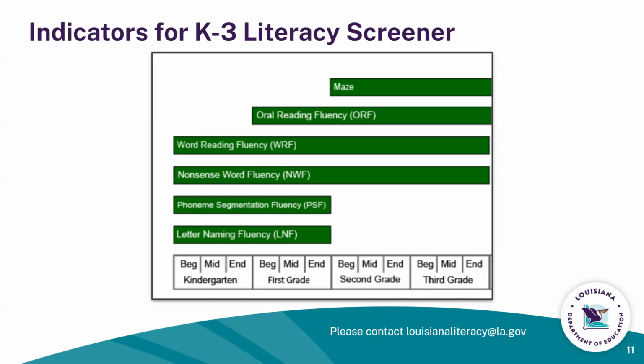Letter naming and phoneme segmentation fluency are last assessed at the end of first grade. Oral reading fluency is added at the beginning of first grade as an additional screener measure, along with maze at the beginning of second grade. Review those indicators and how they change across the grade levels. Pause the video if needed.